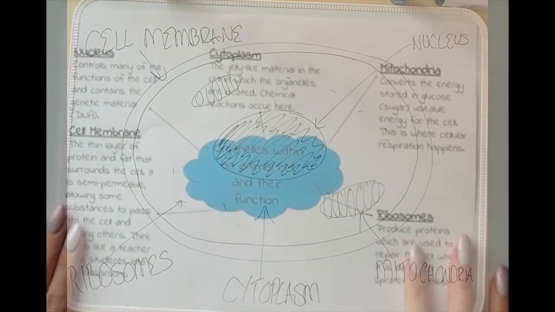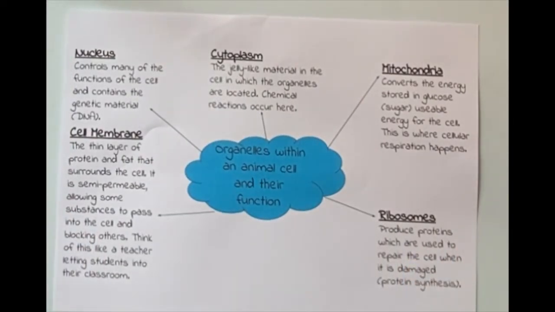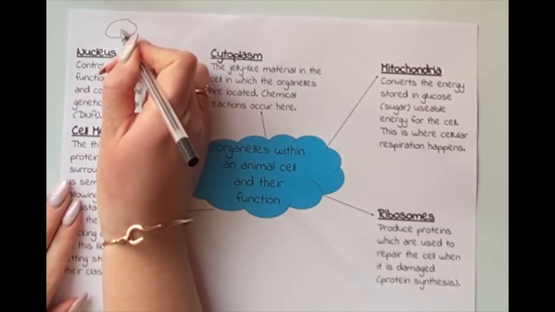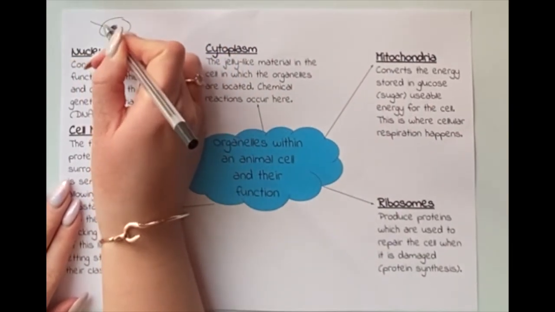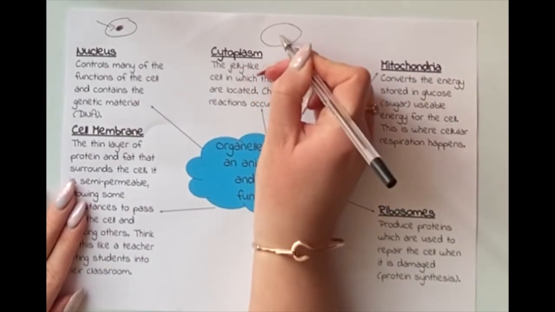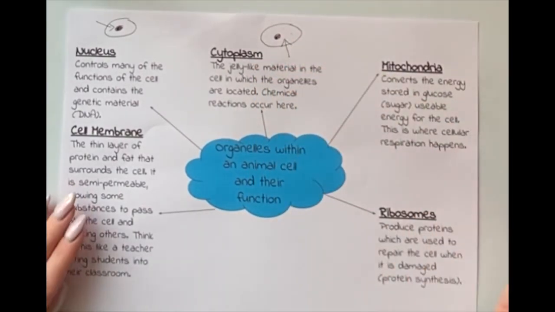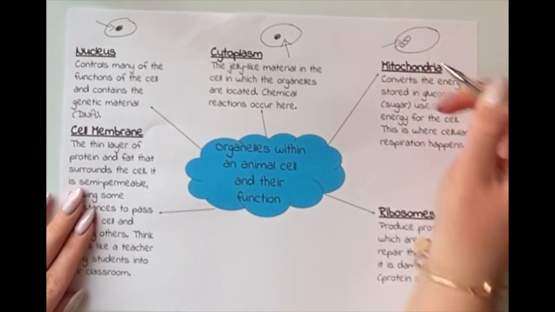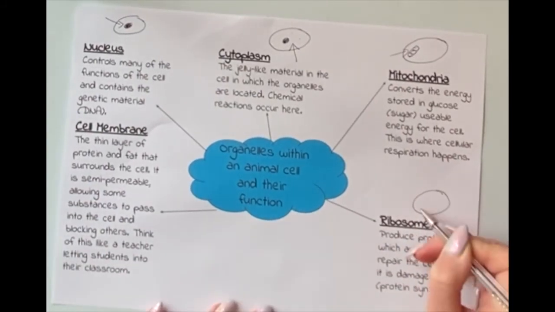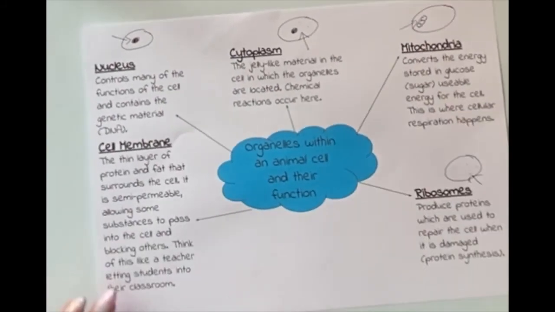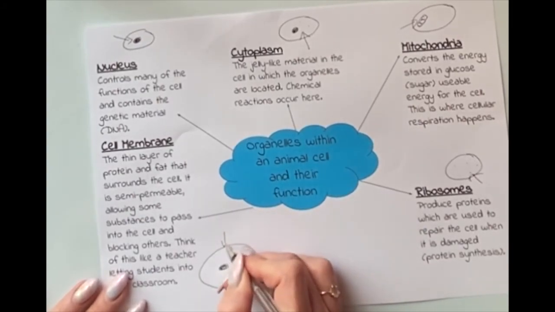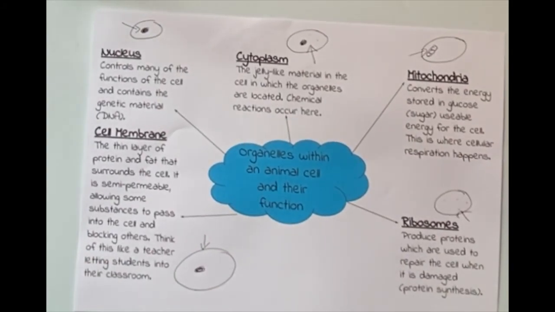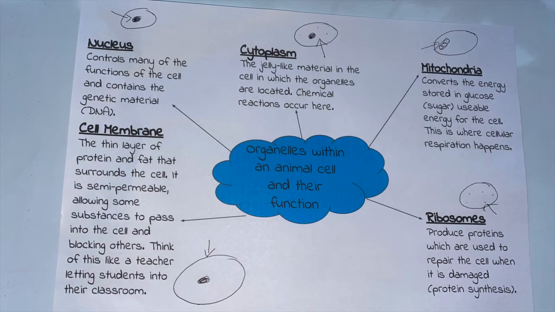Time for a little recap of the animal cell. The nucleus is represented by a shaded circle inside the cell. This controls the cell. The cytoplasm is where organelles are located, and it's invisible, so we don't represent it on a diagram. The mitochondria look like peas in a pod, and this is where energy is produced. The ribosomes are little dots in the cell, and this is where proteins are made. And lastly, the cell membrane is the line around the outside of the cell. This allows certain things to enter the cell.